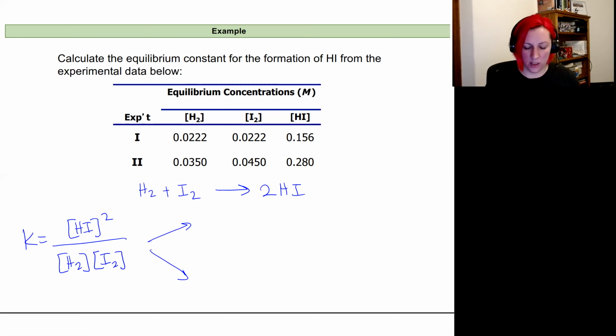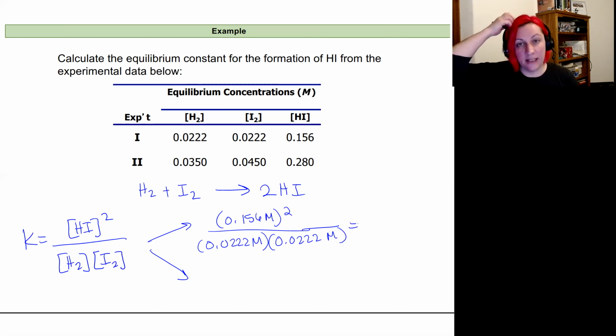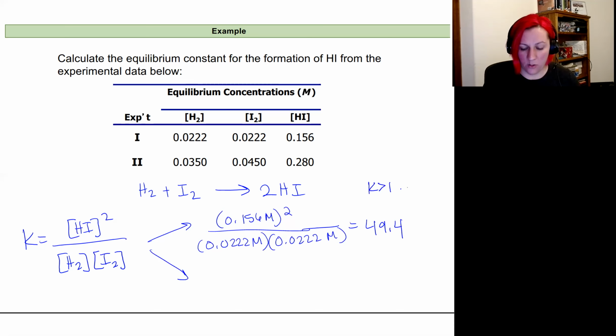So my first one would have my 0.156 molar squared divided by 0.0222 molar for my hydrogen. And it's the same concentration for my iodine. All right, plugging that into my calculator, I get an equilibrium constant of 49.4. Great. Note that that is larger than 1. Therefore, products are favored, which matches what we were doing. Let's do the second trial and see if we get something similar.